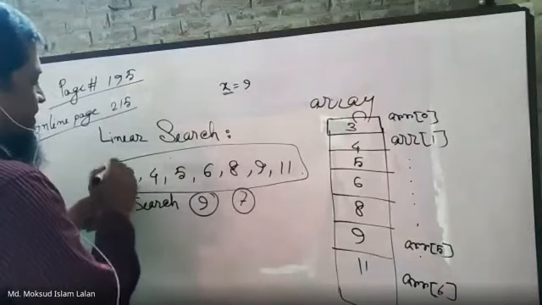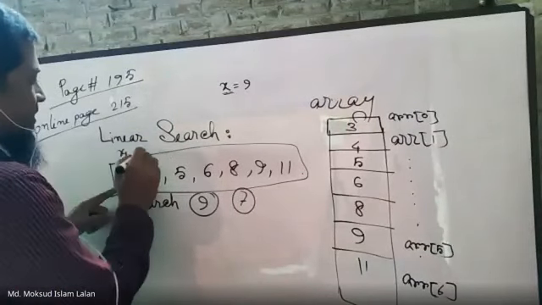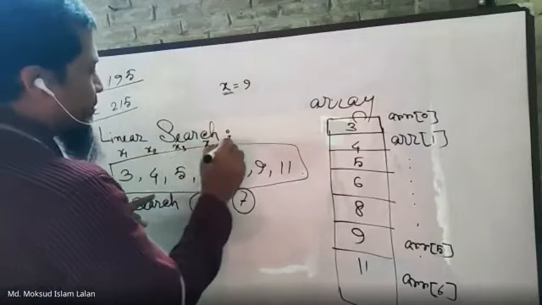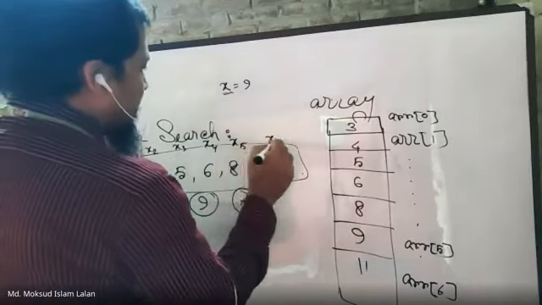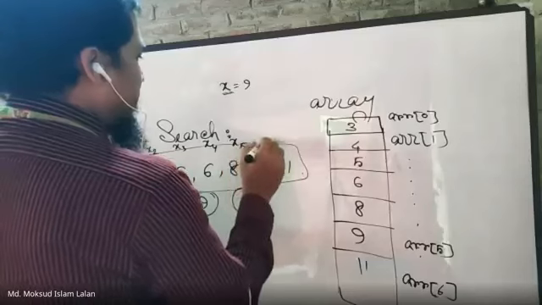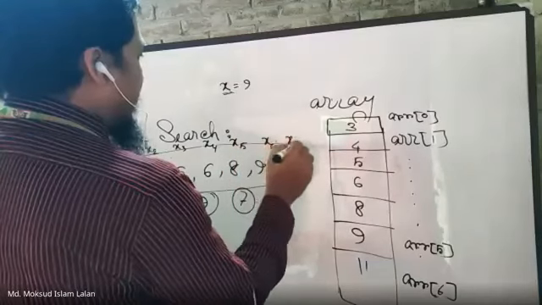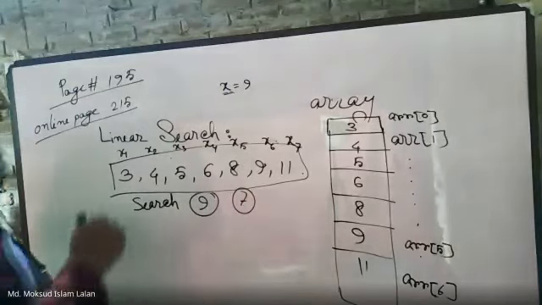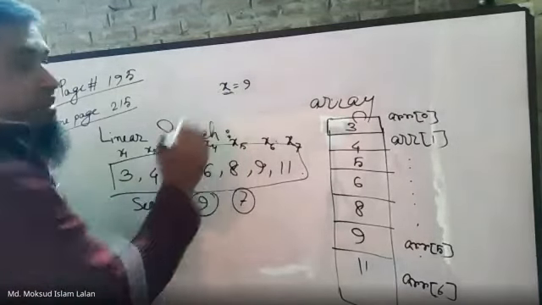Suppose this one, we can say this is x1, x2, x3, x4, x5, x6, x7, if you consider. So this element first, this is x.